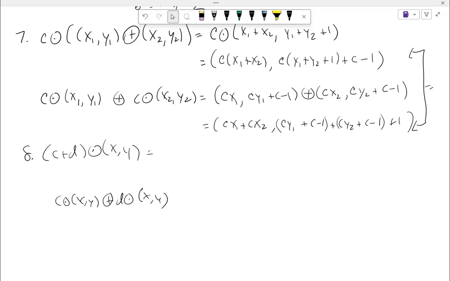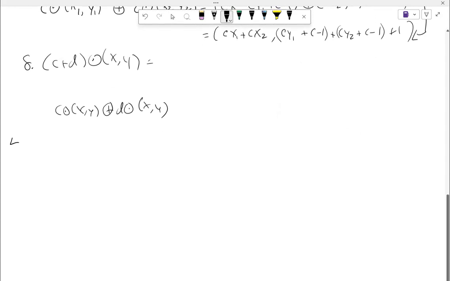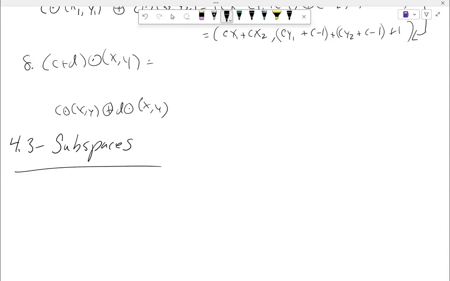We'll move over, like I said, to things that are a little bit more what you're used to dealing with, and then start talking about subspaces of things. So section 4.3 talks about subspaces.